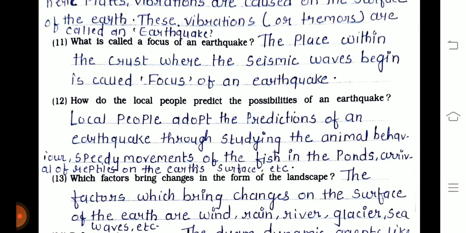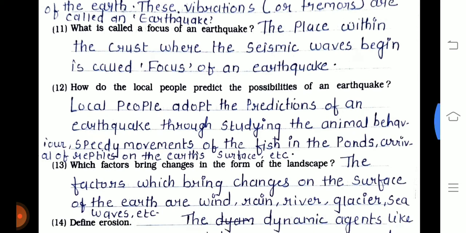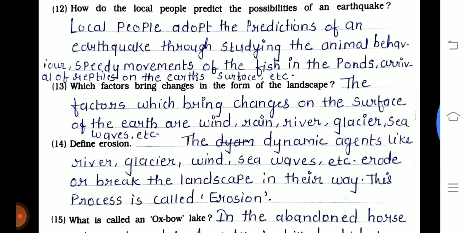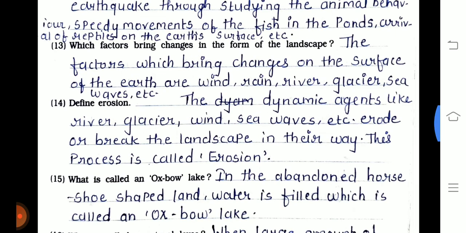Eleventh one, what is called the focus of an earthquake? The place within the crust where the seismic waves begin is called the focus of an earthquake. Twelfth one, how do the local people predict the possibilities of an earthquake? The local people predict an earthquake by studying animal behaviors, speedy movement of the fish in the ponds, arrival of reptiles on the earth's surface, etc.